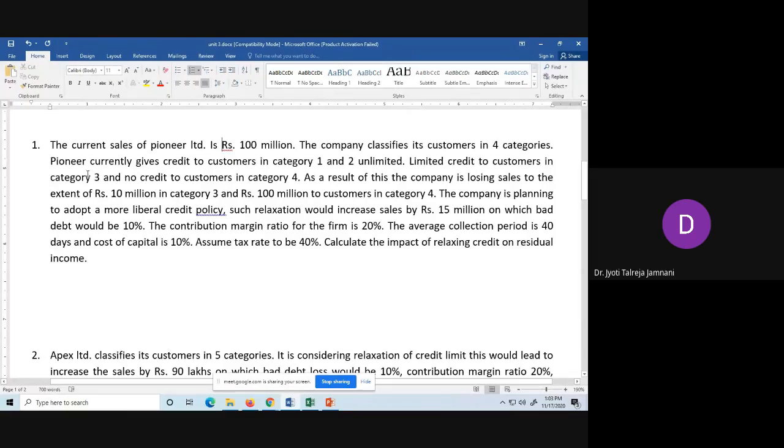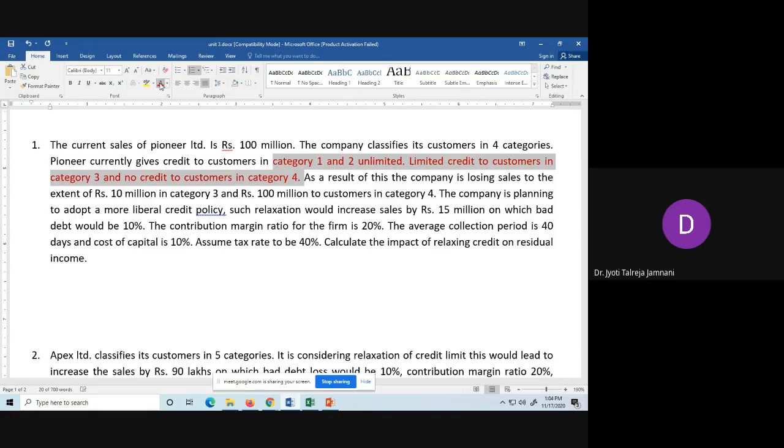Limited credit to customers in category 3. If you fall under category 3, I don't trust you much, then I'll give you limited credit. And no credit to customers in category 4, which is, if I don't know you at all, you're a new customer and I don't want to take risk, I will not give you any credit. So he has decided 4 standards. If you fall under standard 1 and 2, you can take as much credit as you want, buy any goods and pay later. If you fall under category 3, I will give you limited credit, and 4, I will give you no credit. So this is the existing policy of Pioneer Limited.